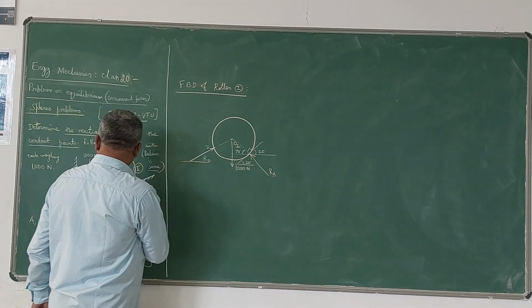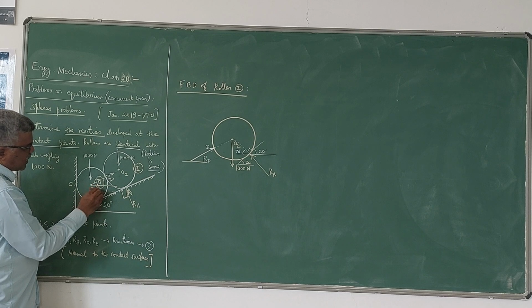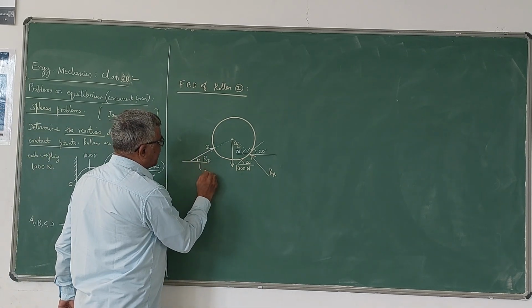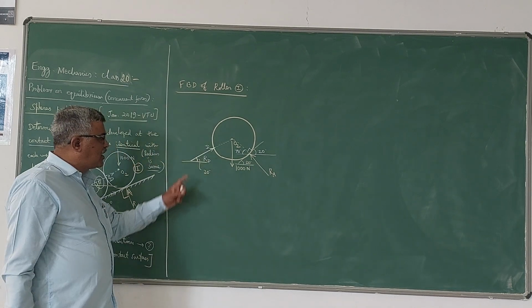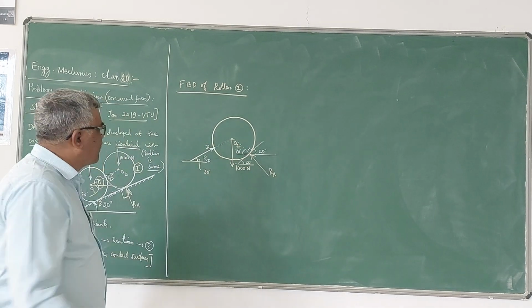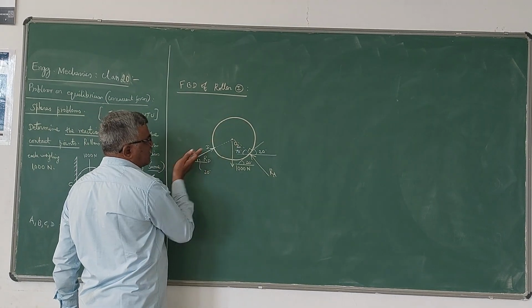Therefore, this angle made by this reaction RD also will be 20 degrees. So this is also 20 because this and this are parallel. So you can take this angle as 20 degrees. Please note that this RD will be acting towards the roller. When you consider this roller, RD will be acting towards the roller like this. The arrow will be like this.